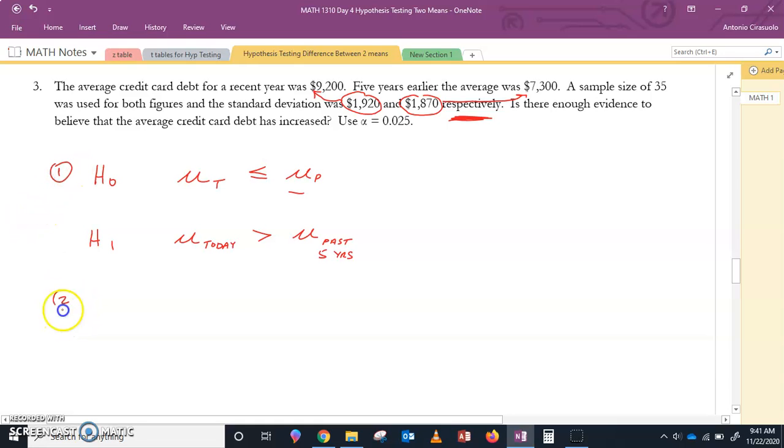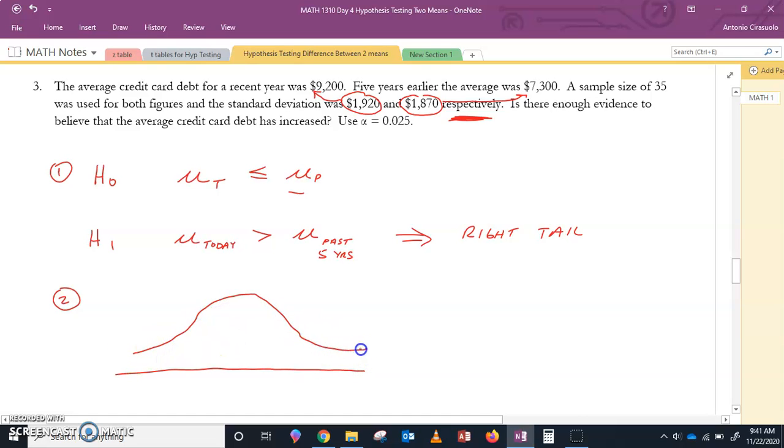Second is to determine the critical values, and once again, you see this is pointing to the right. So this is a right tail. So we're going to draw our normal curve, the tail on the right-hand side. And according to our question, the alpha is 0.025, making the area from the center to there 0.475.